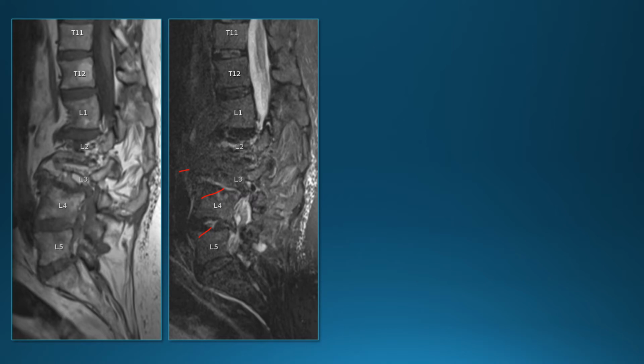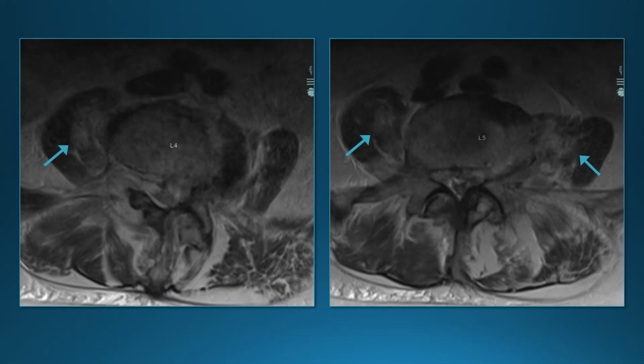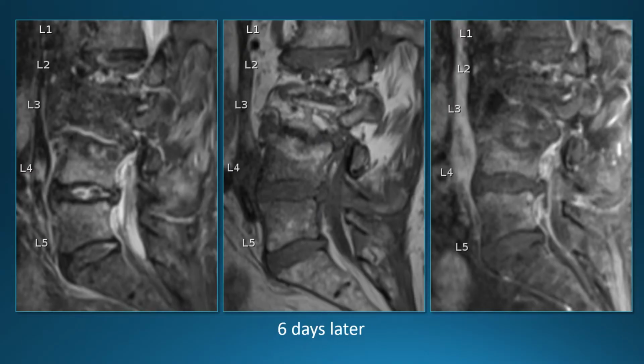We looked then at the more lateral images, and I have the arrow on the psoas muscle, and we have a stir and a post-contrast T1, and we can see edema in the psoas muscle here, and enhancement. So this is edema and enhancement in the psoas muscles. And on the axial images, the arrows again point to the edema and enhancement in the psoas muscles. And this can be an early sign of infection. This was a follow-up 6 days later.